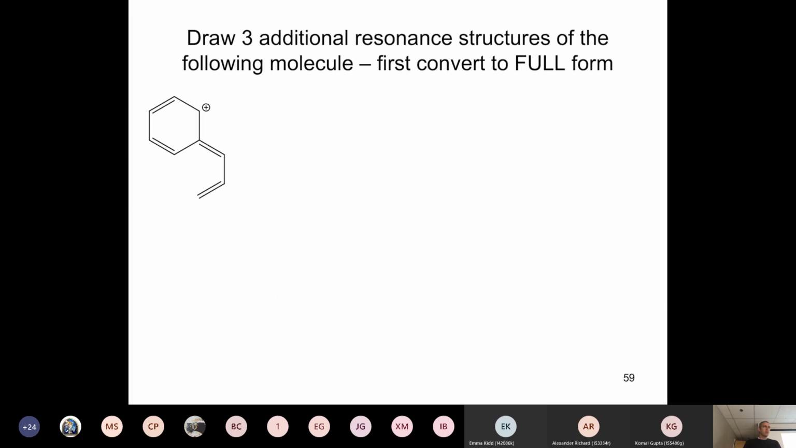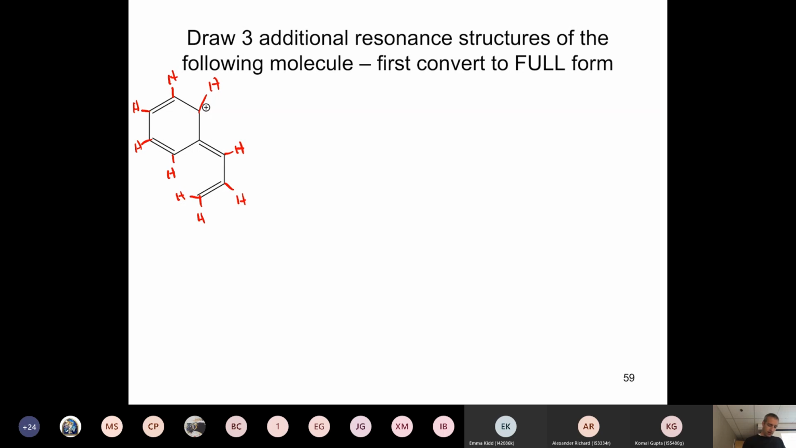Now, one like this. This looks like something more like one of the Sapling questions. Draw 3 additional resonance structures of the following molecule. First, convert to full form. Full form just means put all the hydrogens in. So I'm just going to decorate this structure with hydrogens. This is a useful exercise, just so you know how many hydrogens there should be. Did I miss any? I did. How many did I miss? Just 1. It goes here.